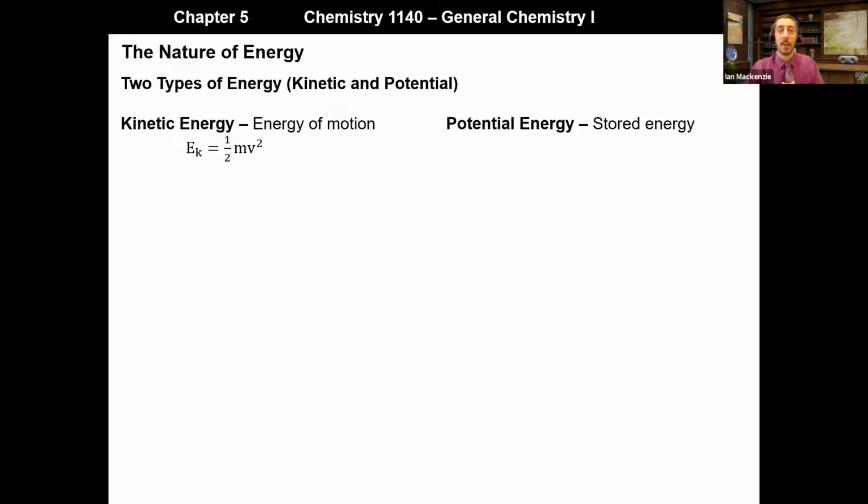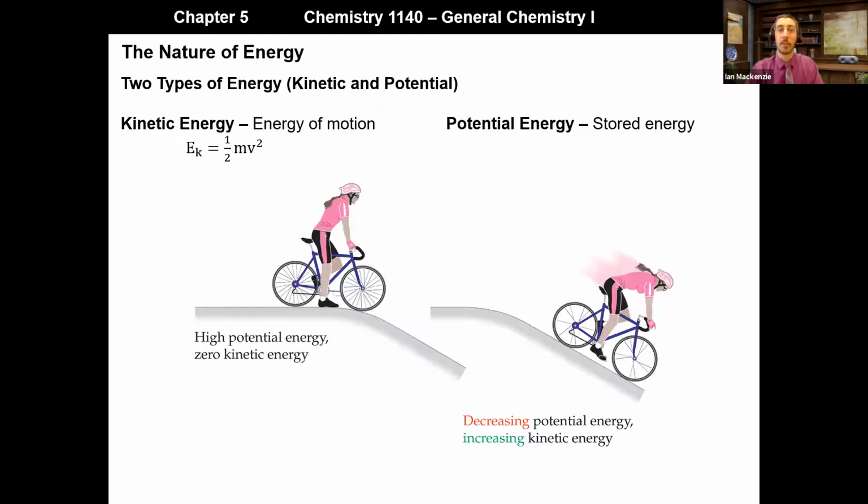The alternative is potential energy, and that's stored energy, energy that's not in motion now but could be converted into kinetic energy, as shown in this example here. If you have a cyclist who's at the top of a hill, paused, they have 0 kinetic energy because they have 0 speed. But there at the top of the hill, there's a lot of stored energy present. There's a lot of potential energy.